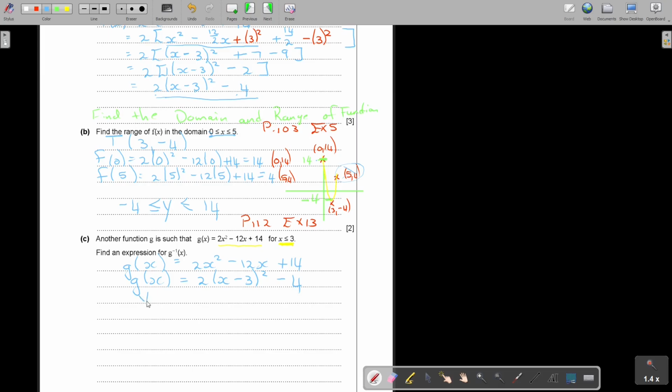Then you can find the inverse. Then you can say, I make this y, and the x becomes y. Before I do that, I just want to make g(x) equal to y first. Now the y can become x and the x can become y.